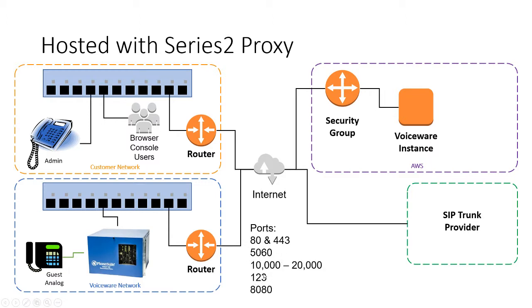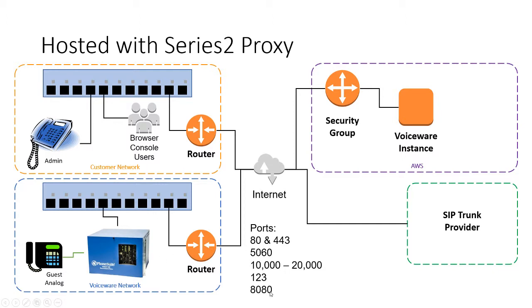Port 123 needs to be open here so that admin phones here can ask Voiceware for its time. Technically, it's probably not needed down here on the Voiceware network if this is just a proxy, because the admin phones are going to be asking the prime Voiceware instance here for their time. They're not going to be asking the proxy gateway for their time updates.